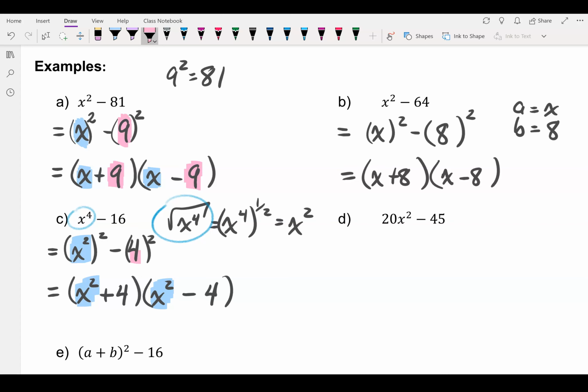And then this is our second term. It goes in the second space for both brackets. And then they just got a plus and a minus. That's the rule that we always follow.